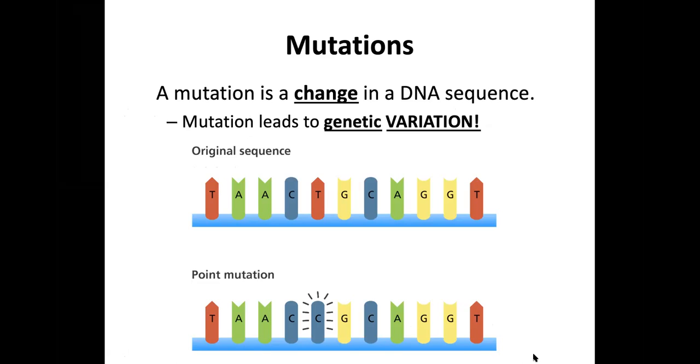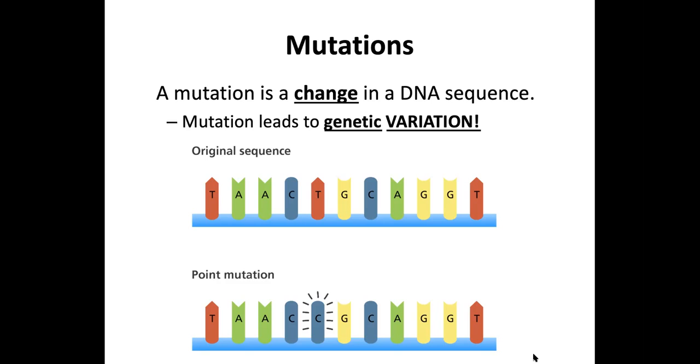Okay, so today we're going to talk about mutations. A mutation is simply a change in the sequence of DNA. So a mutation is a change, and we are changing the DNA sequence. This ultimately leads to genetic variation, and this is going to come into play next week when we talk about meiosis, okay? Genetic variation. When we're talking about variation, we're talking about variety, okay?